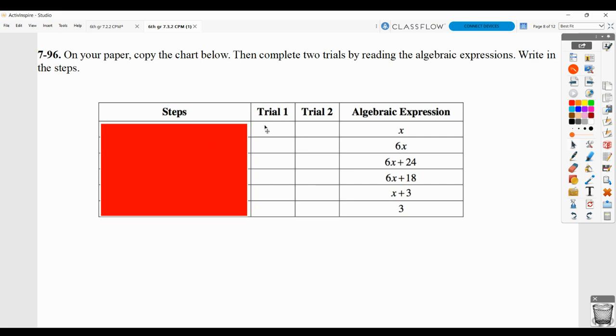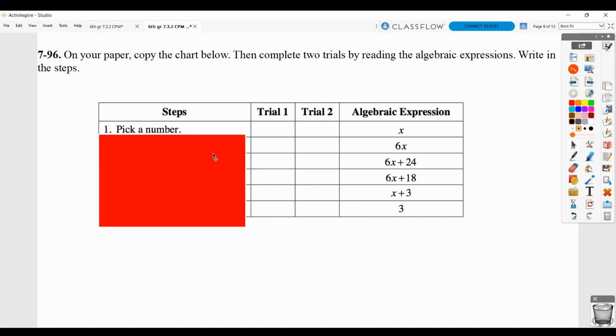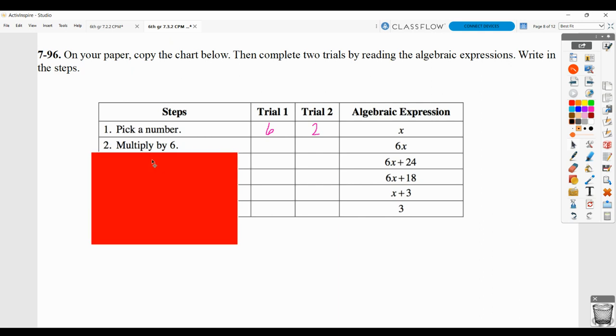For completing the trials, what you need to do is choose some values. They have an x term for an algebraic expression, so that step, of course, would be pick a number. Maybe you're going to pick 6, and maybe you're going to pick 2. It's up to you what you choose. Then the next algebraic expression is 6x, which means we multiply that previous number by 6. So we'd put multiply by 6, and then 6 times 6 would be 36, and 2 times 6 is 12.